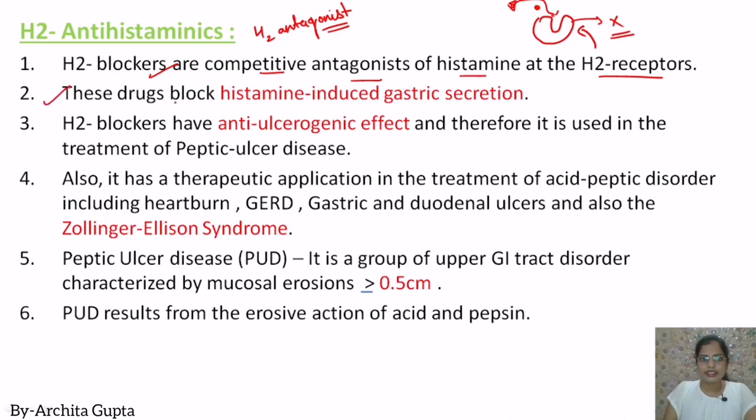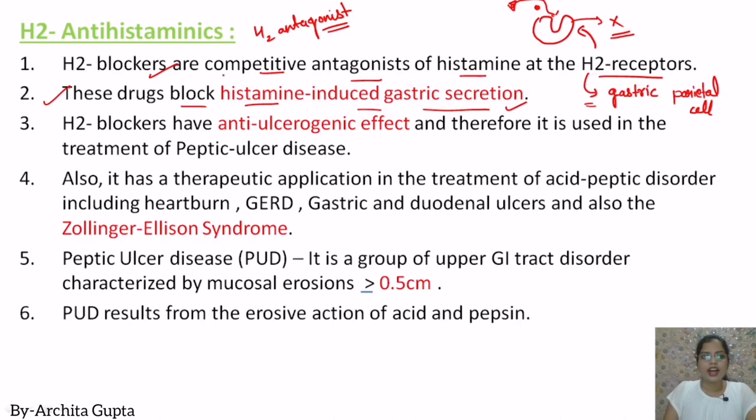The second point says that these drugs block histamine-induced gastric secretion. What I mean to say, dear students, is that there are gastric parietal cells present in the stomach. At these parietal cells, the H2 receptors are located. When histamine binds to these H2 receptors at the gastric parietal cells, it induces gastric secretion. Therefore, H2 blockers block histamine-induced gastric secretion, as they competitively antagonize the action of histamine at the H2 receptors.